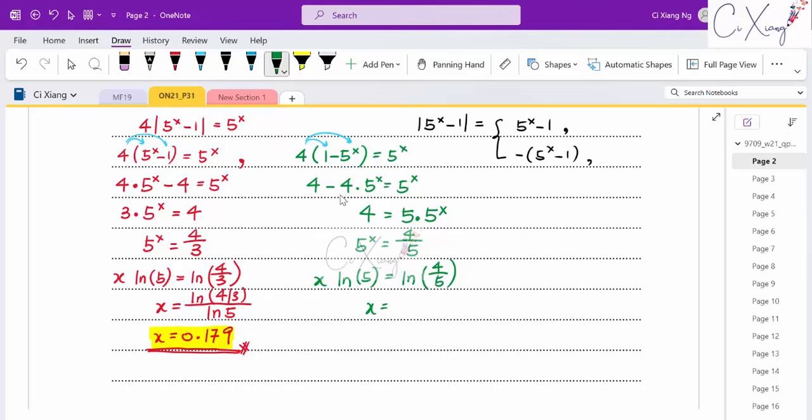Okay, then again, using the calculator to help you. Your final answer for the x that you should get is a negative value, which is negative 0.139, correct to 3 decimal places.